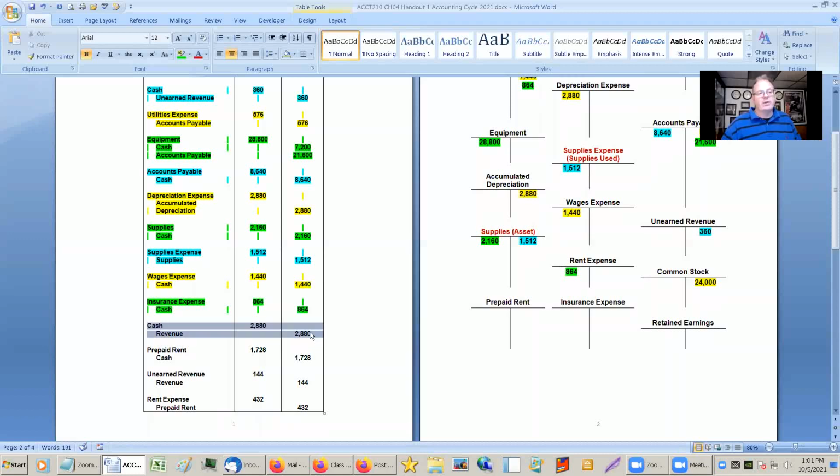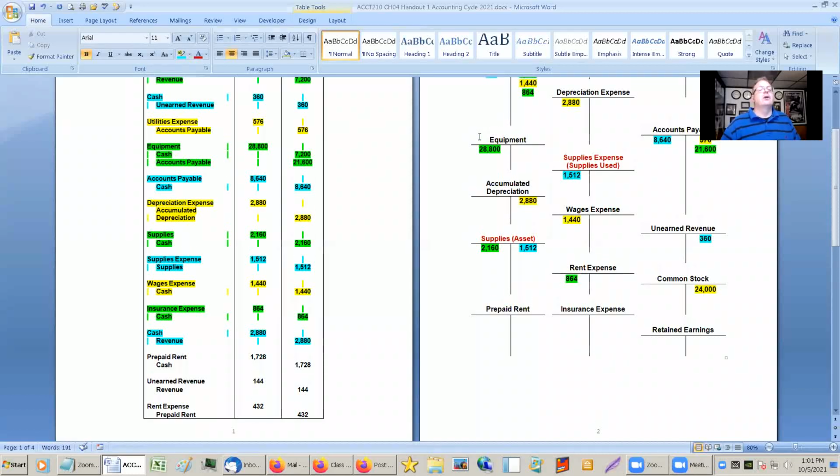Cash and revenue. So apparently we did some work and they paid us cash for it. Cash 2,880.